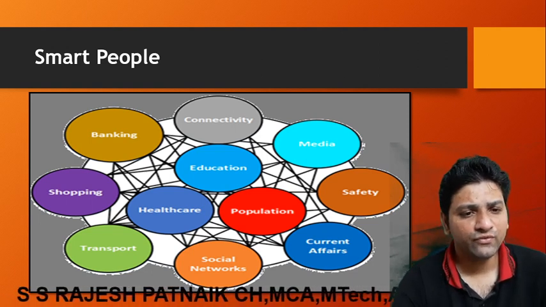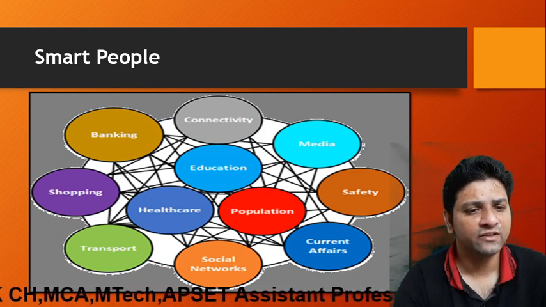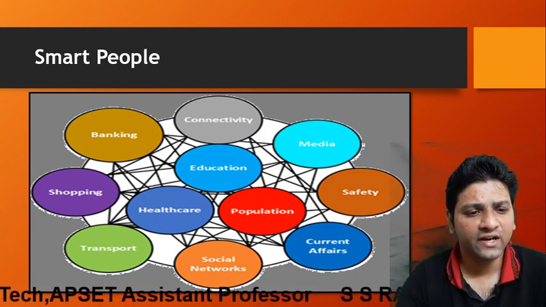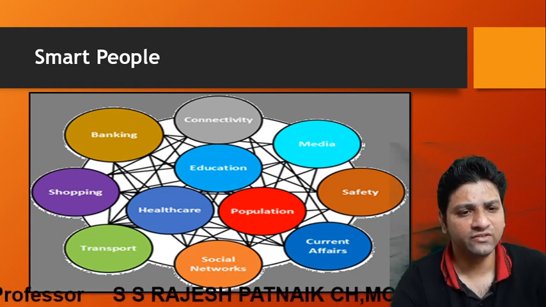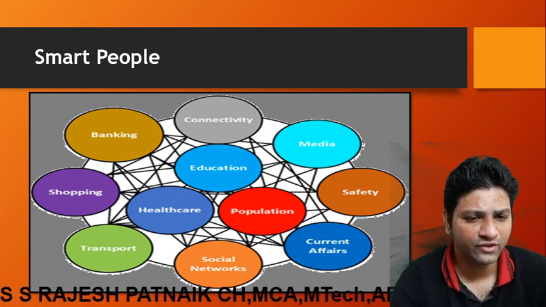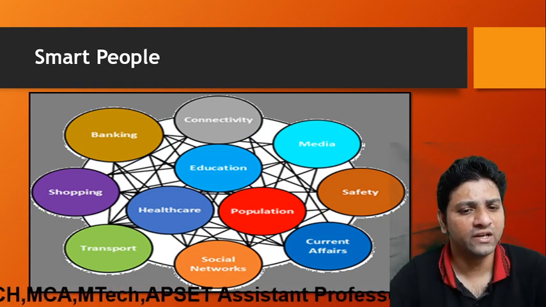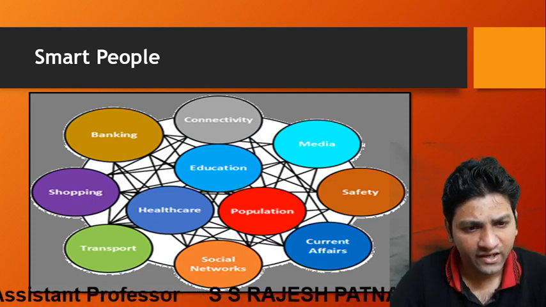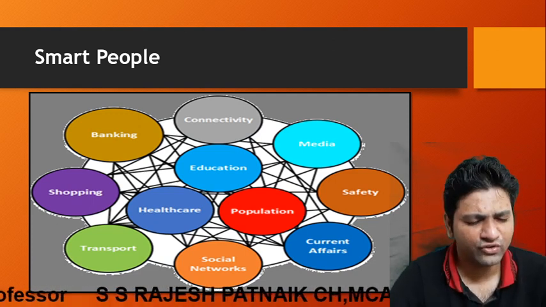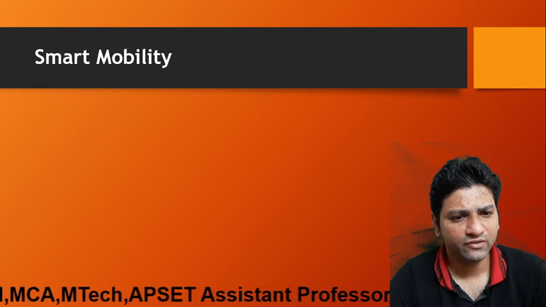And some free services and some paid services were there regarding different types of concepts. Nowadays, different types of services are provided by public clouds, private clouds, and heterogeneous clouds, like this. And this is regarding smart people and smart mobility.